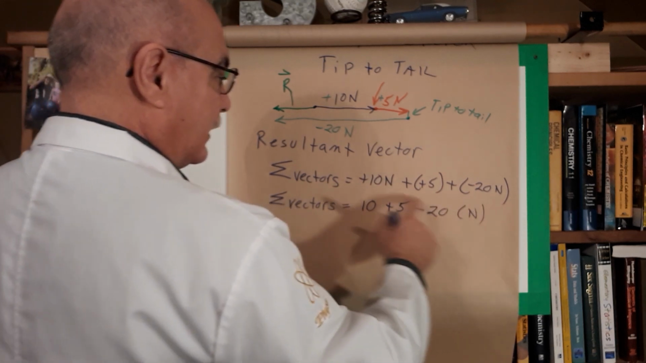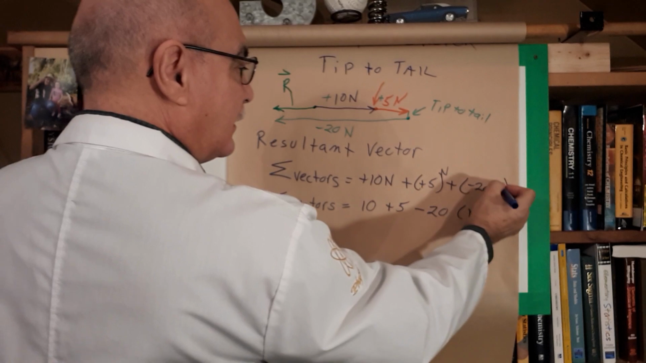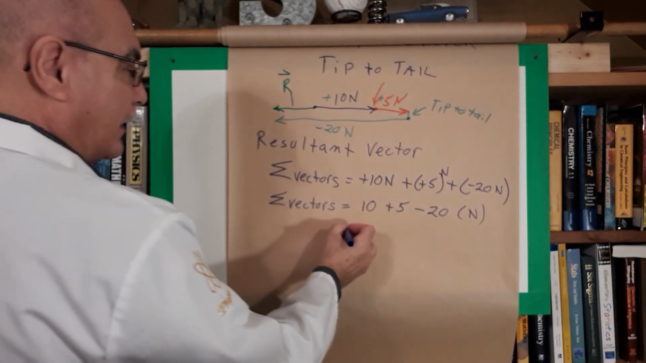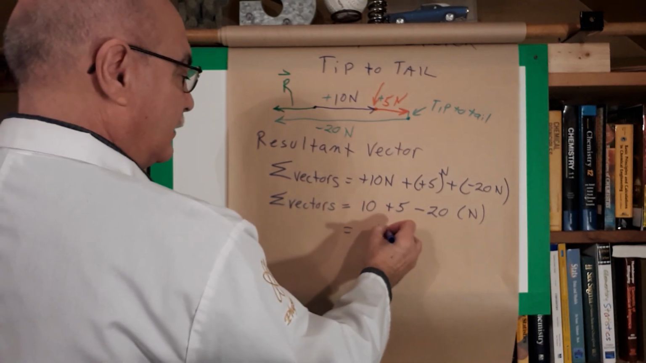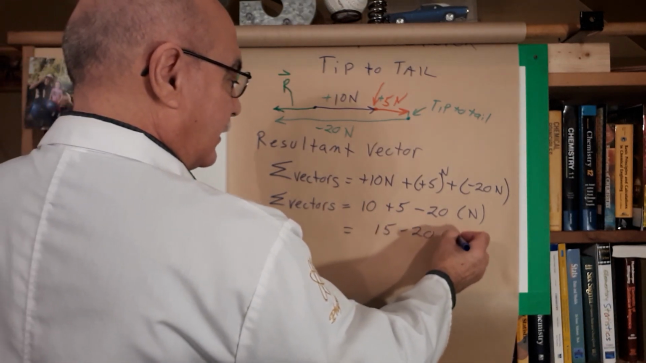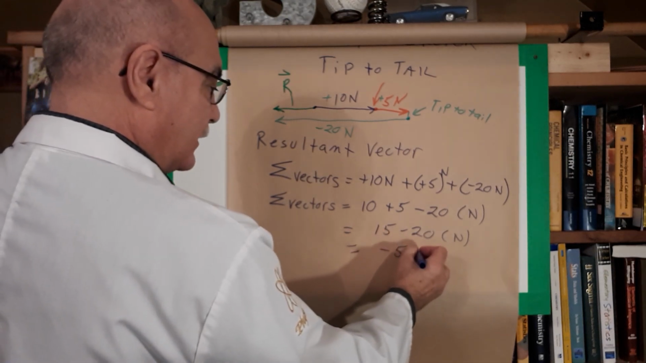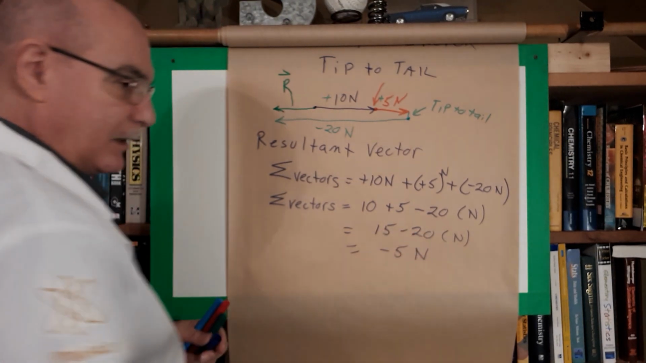And the units for everything here is in newtons. This is newtons, that's newtons, newtons. So we could add everything up. That comes to 10 plus 5 is 15, minus 20, and it's going to be in newtons, is equal to minus 5 newtons. 15 minus 20 is minus 5 newtons.